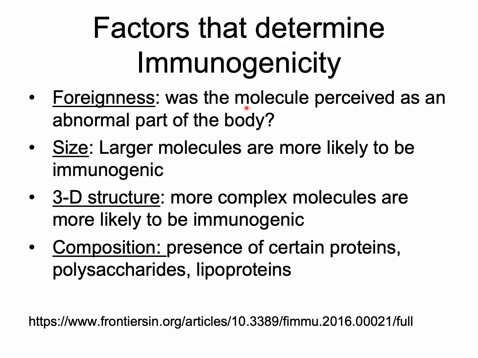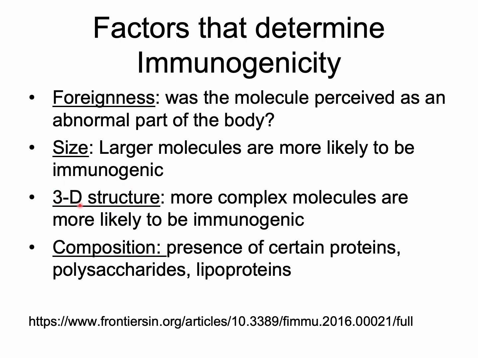How is your body going to determine if something's foreign or not? It determines the immunogenicity, or how immunogenic a molecule is, how likely it is to cause an immune response, by looking at its foreignness. So is this molecule an abnormal part of the body? Is it a normal cell or a normal component of the body? Its size, larger molecules are more likely to be identified by your immune system as foreign. That's why dust by itself is often not immunogenic. It's usually just not big enough to be identified by the immune system, but it can be associated with another component that is immunogenic, making it larger and more identifiable by your immune system.